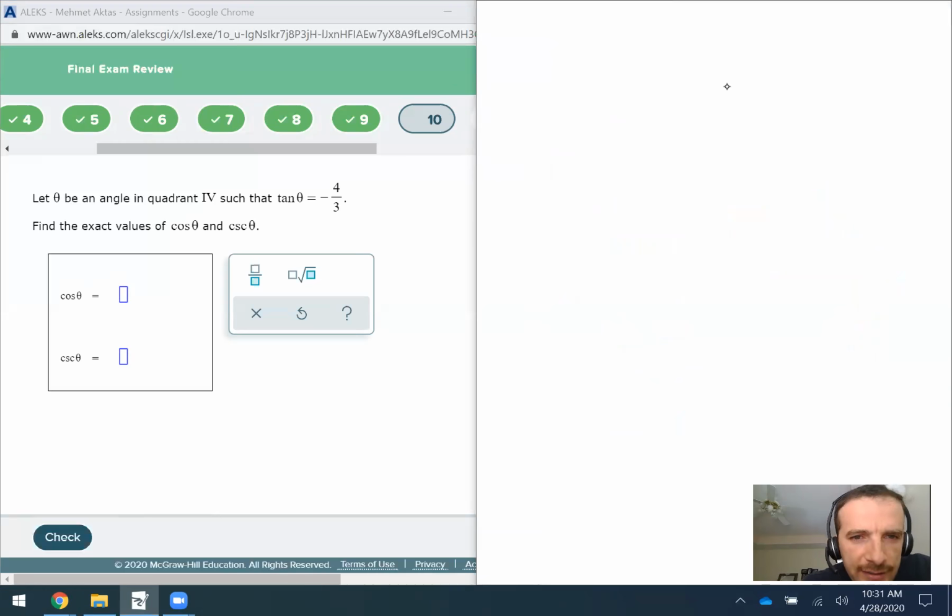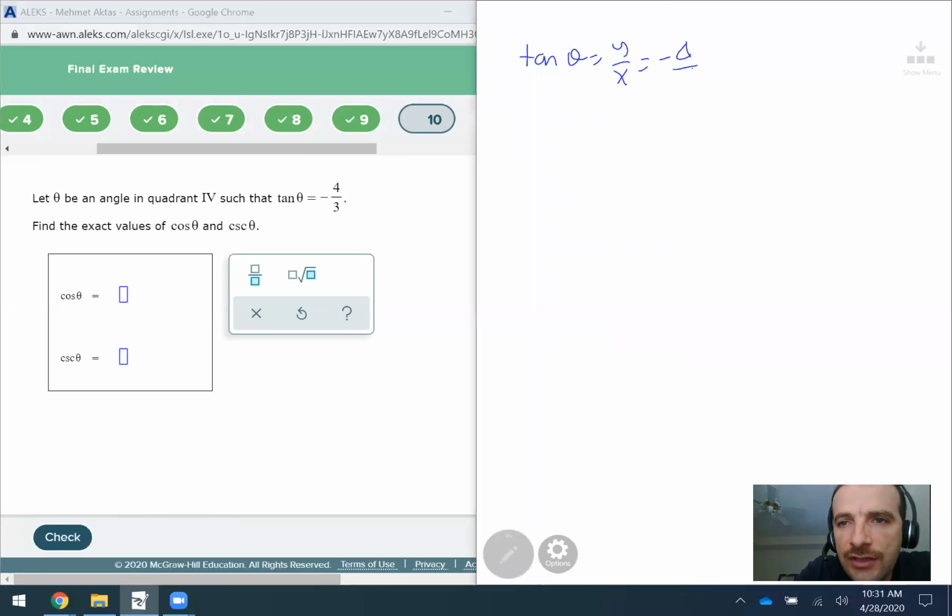Now, okay, tangent is y over x, right? So tangent theta is y over x. This is negative 4 over 3. So, and quadrant 4, right? And on the quadrant 4, y is negative, x is positive. That's why y is actually equal to negative 4. X is equal to 3. And we need to know what r is, right?